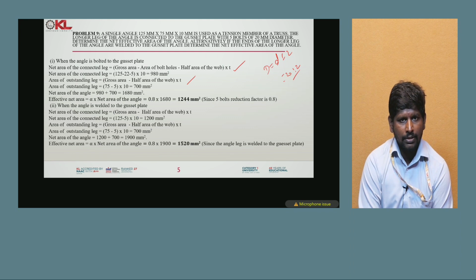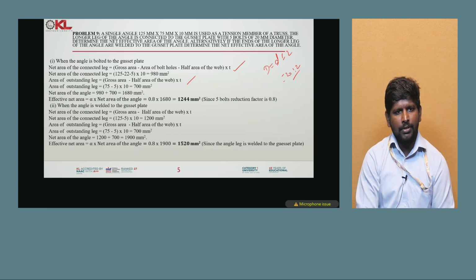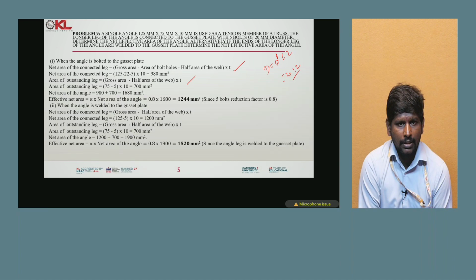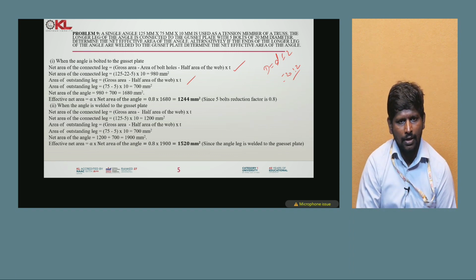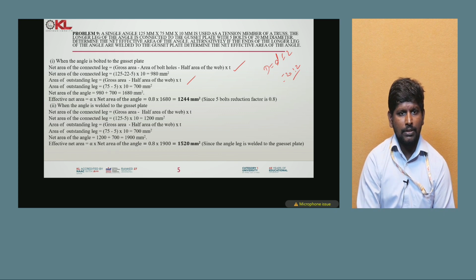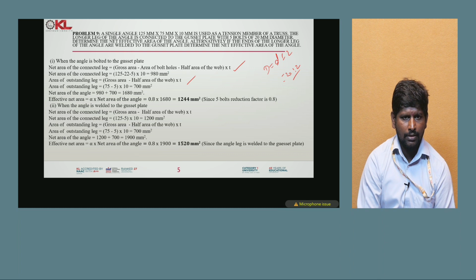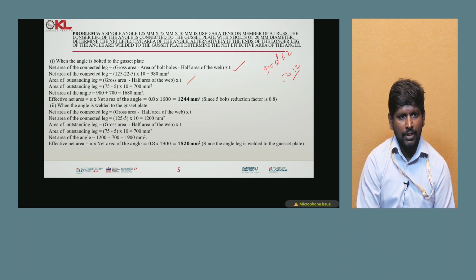When the angle is welded to the gusset plate, there are two conditions: one is when the angle is bolted to the gusset plate and another is when it is welded to the gusset plate. When it is bolted to the gusset plate, the net effective area is 1244 mm square. When it is welded to the gusset plate, we again follow the same procedure for the net area of the connected leg, and finally you need to find the net area of the angle. Here the net area of the angle is 1200 plus 700. The area of the outstanding leg is the same for both cases, bolted and welded. The only change is in the area of the connected leg, due to bolted versus welded. So finally the net area of the angle for the welded gusset plate is 1900 mm square.